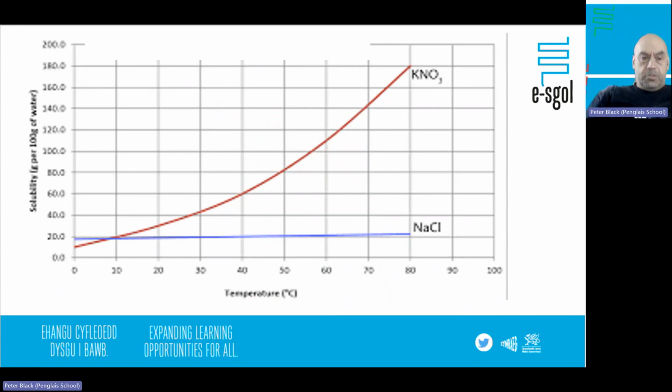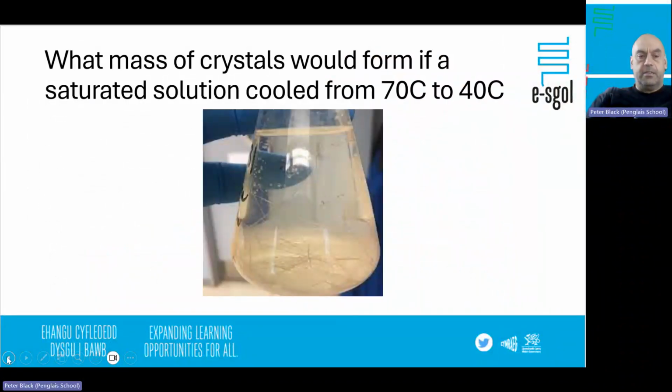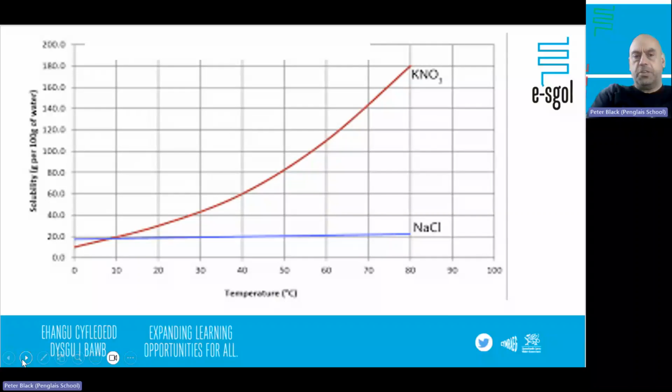So if we go back and see the question I've given you: it's going from 70 to 40 degrees C, what mass of crystals will form? I'm just going to pause so you can perhaps have a think yourselves. Okay, and I'm just going to go through that then. So we've already established the solubility at 70 degrees C.